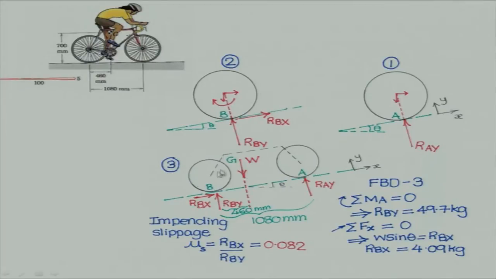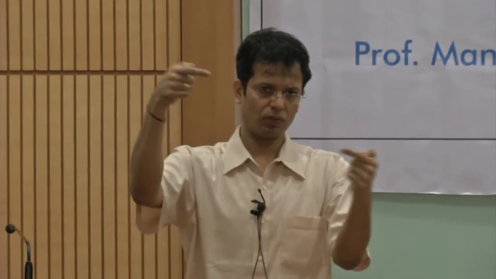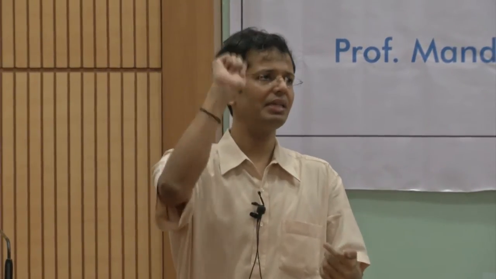So there will be a component of the reaction along the plane. So that friction will balance the component of the weight along the slope. What we see here is also telling us that when we are biking, we are creating that friction by the pedaling, and that friction in turn is balancing the component of the weight along the direction of the slope.